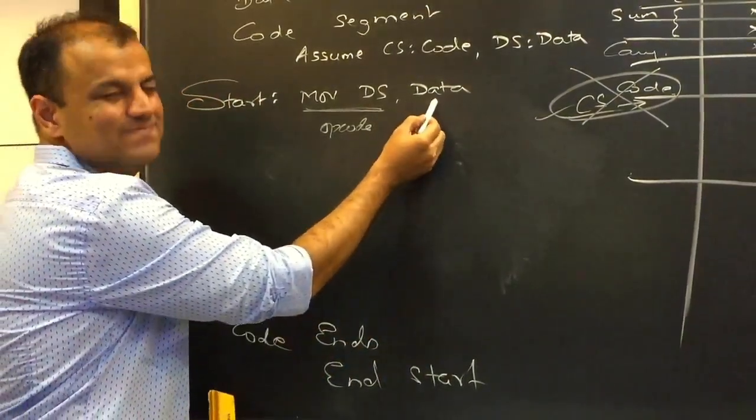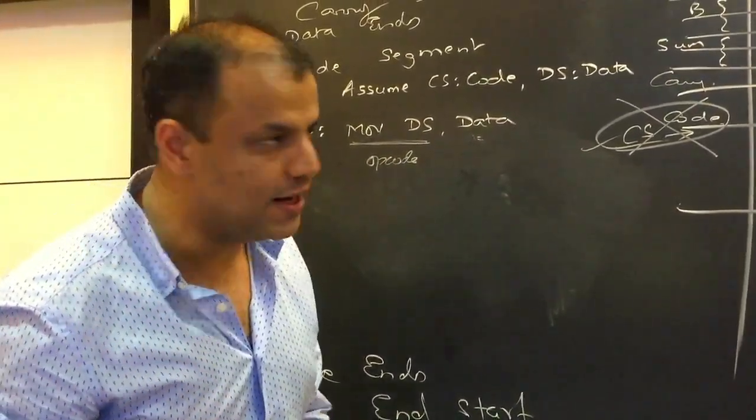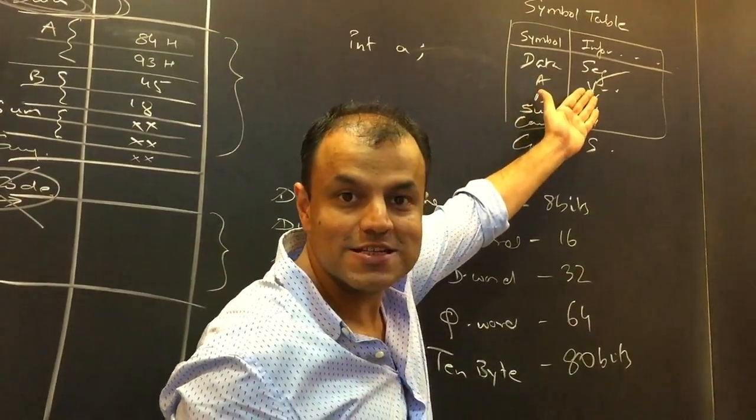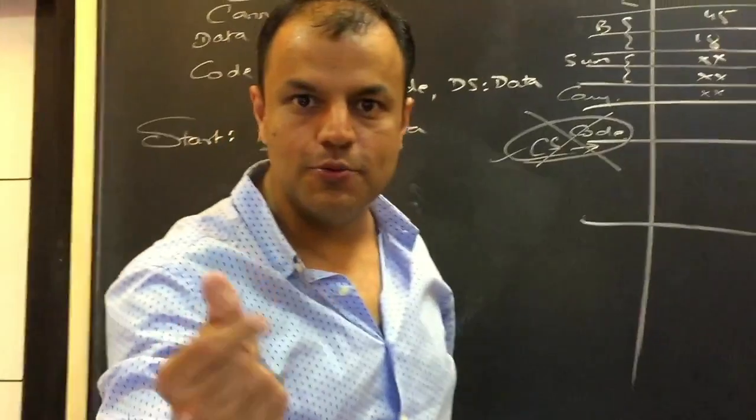Because I have written data, it is a symbol, a user given name. The assembler will go to this table. Data is not a variable, data is a segment. That is why the assembler will substitute the segment address. Please tell me, did you understand this?